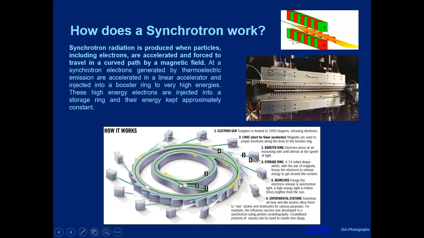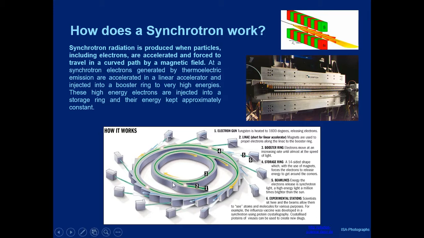Usually on the inside of a synchrotron, you have what's known as a booster ring. The booster ring is where you get these electrons to move faster and faster towards the speed of light, and we use magnets to do this. There are very strong electromagnets that have different types of polarity that accelerate these electrons.